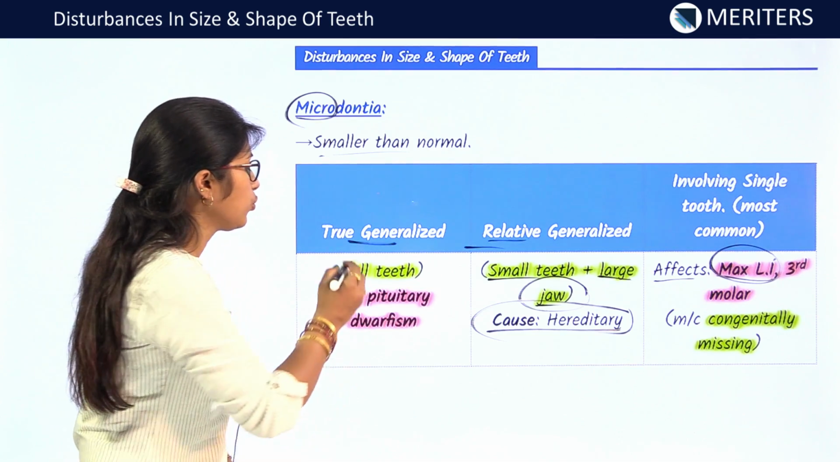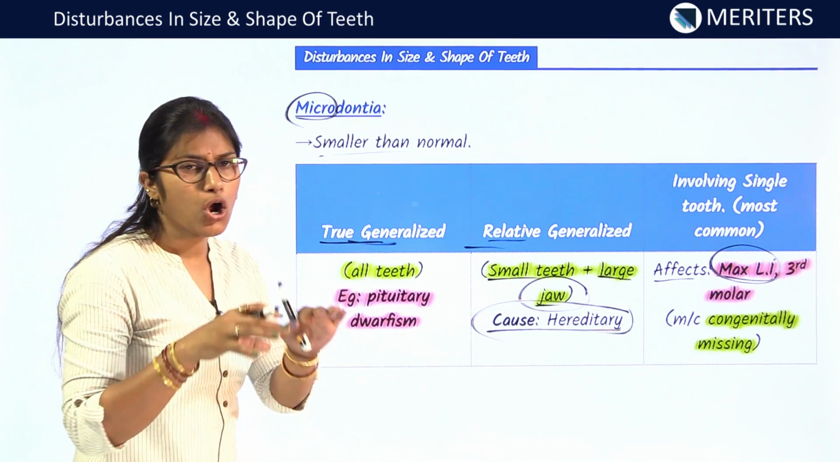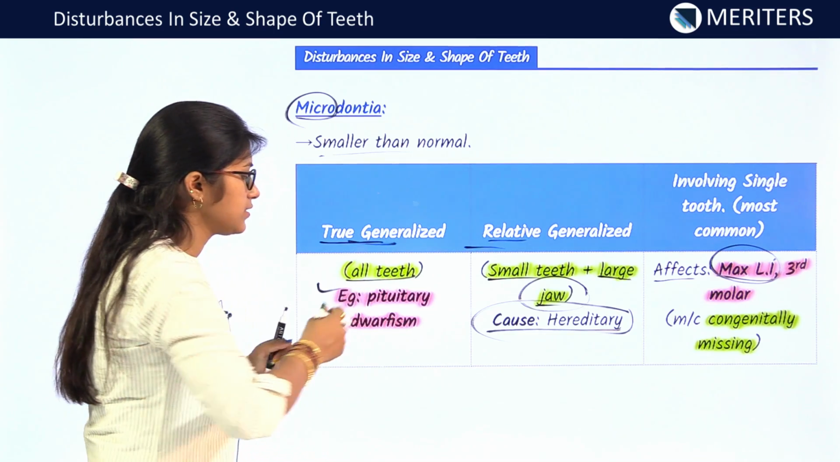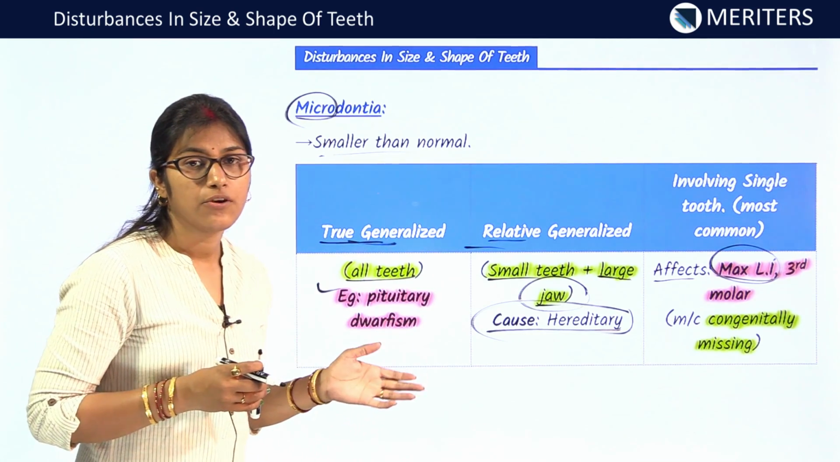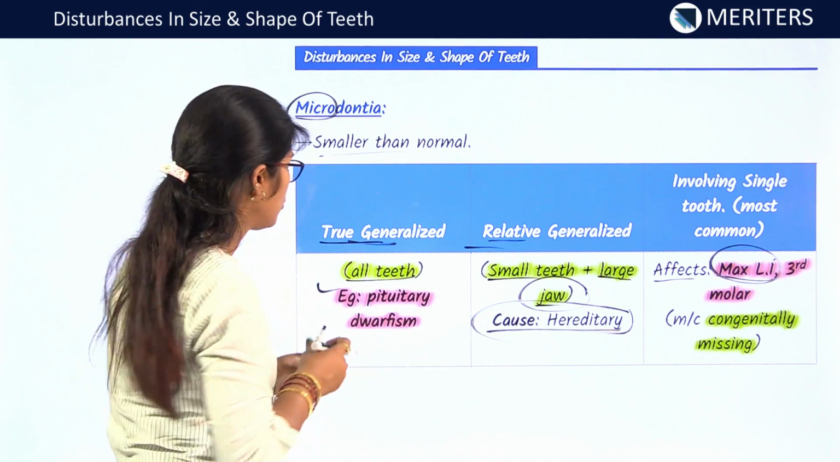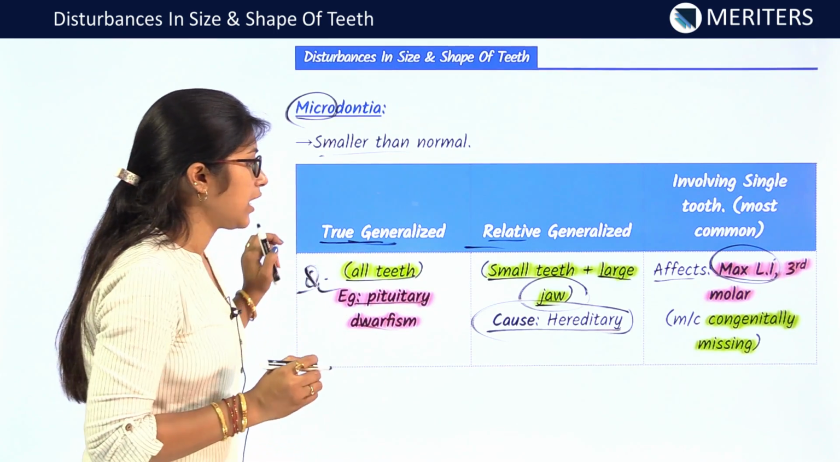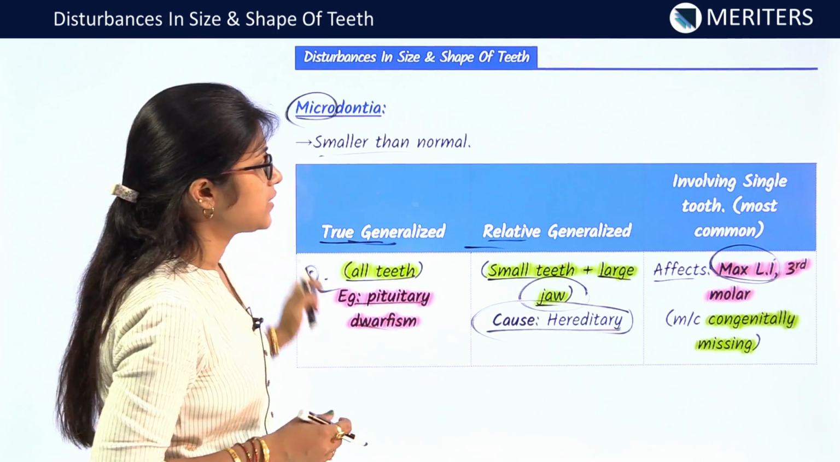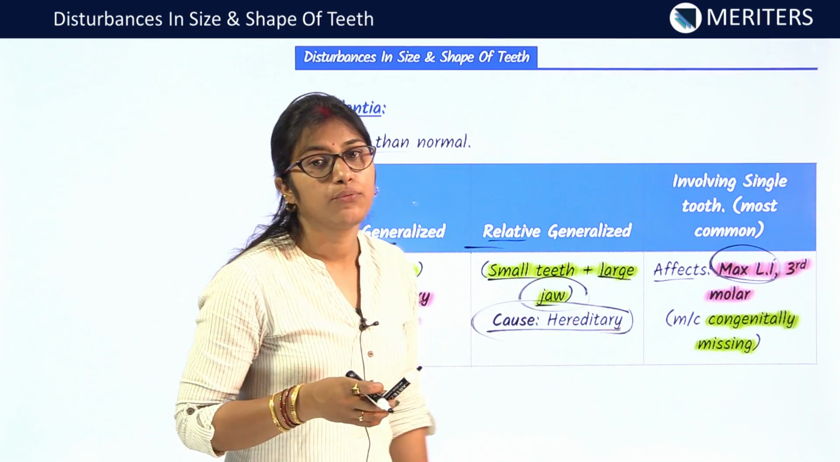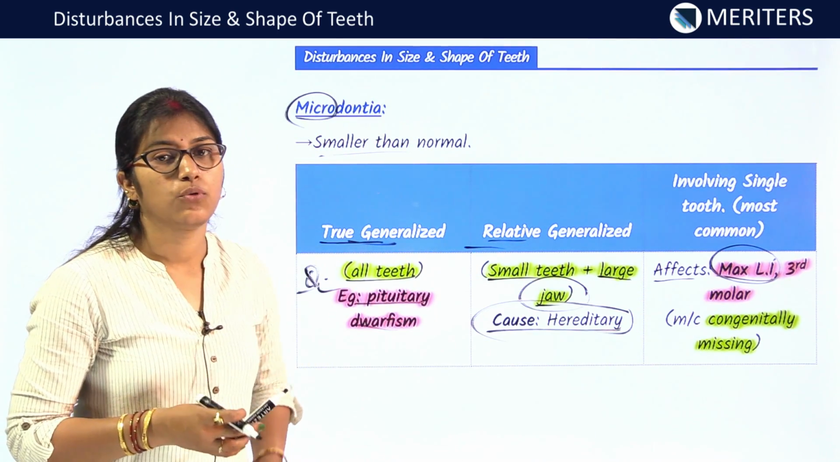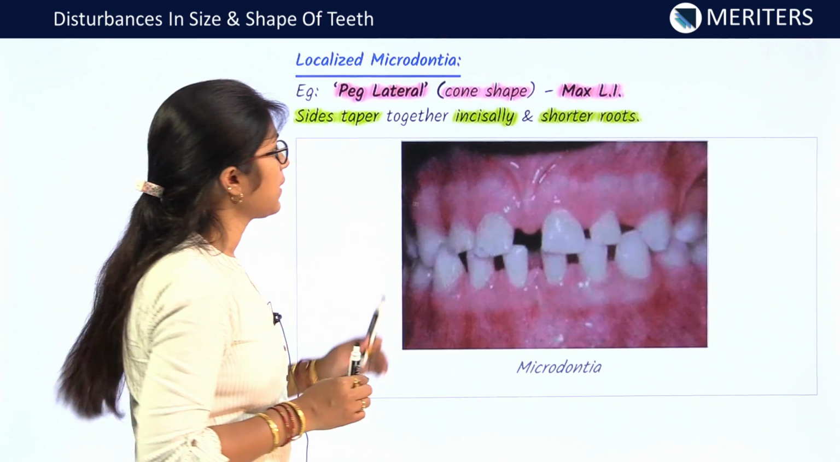And for true generalized, all teeth are small in size, and it is generally seen in pituitary dwarfism. You should know the clinical cases and the classical examples. Also, if it involves a single tooth, the most common teeth are the maxillary lateral incisors or third molars. Now we will see localized microdontia.